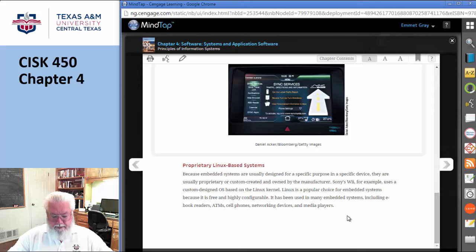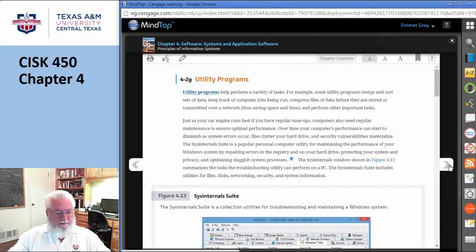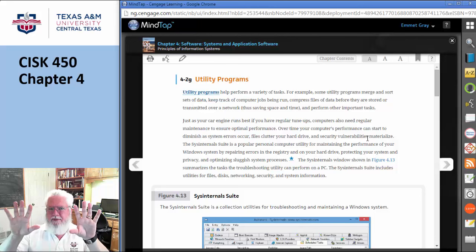Okay, let's continue. The next category they talk about is what's called utility software. And utility software is kind of halfway in between. It's things that you probably don't run every day, but they're there to help you. So they're kind of halfway in between the operating system and the application software. There's kind of a category in between.